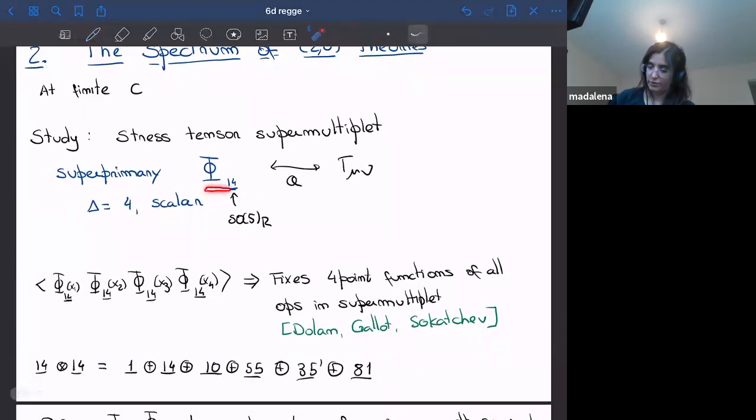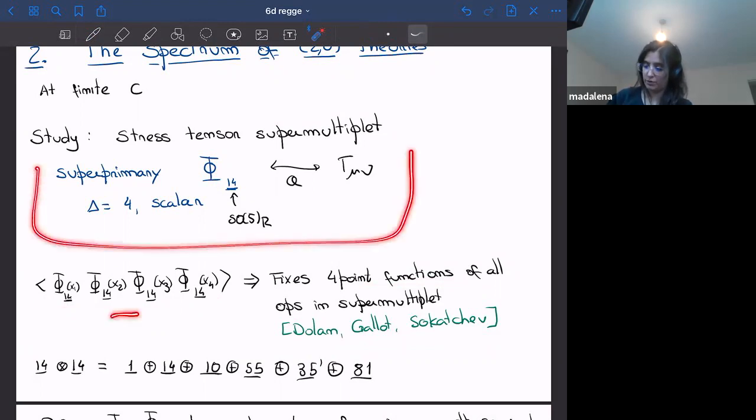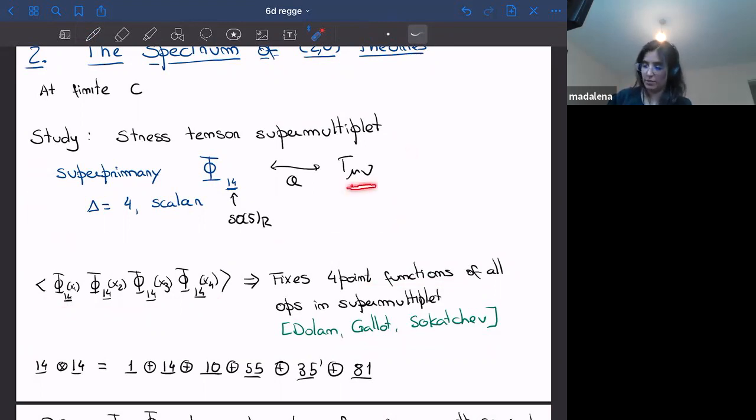Studying the 4-point function of this superprimary actually suffices to know everything. If you know the 4-point function of this superprimary, you actually know the 4-point functions of all operators that fit in the same superconformal multiplet. So in particular, you'd be able to fix the 4-point function of four stress tensors. And this was basically done in this paper some time ago.